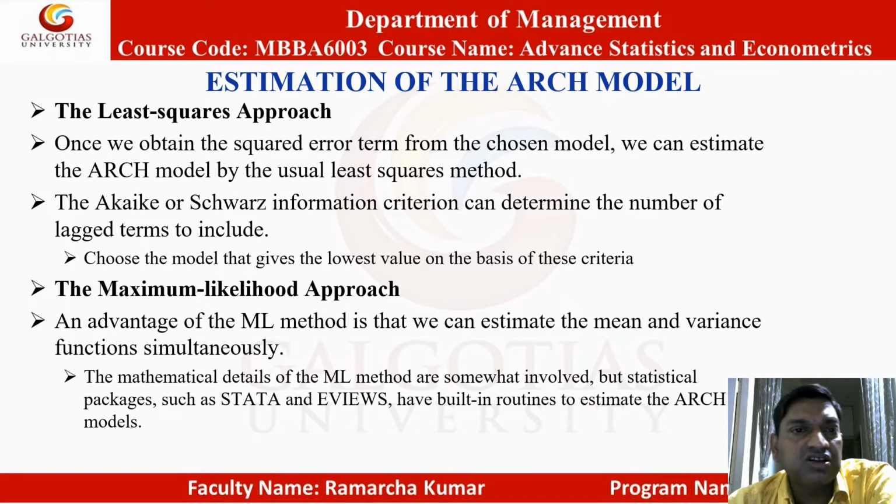Estimation of the ARCH model. The least squares approach. Once we obtain the squared error terms from the chosen model, we can estimate the ARCH model by the usual least squares method. Akaike or Schwarz information criteria can determine the number of lag terms to include. Choose the model that gives the lowest value on the basis of these criteria. So if in one model the value is lower, it is preferred, and we are going to select the model that gives the lowest value on the basis of these criteria.